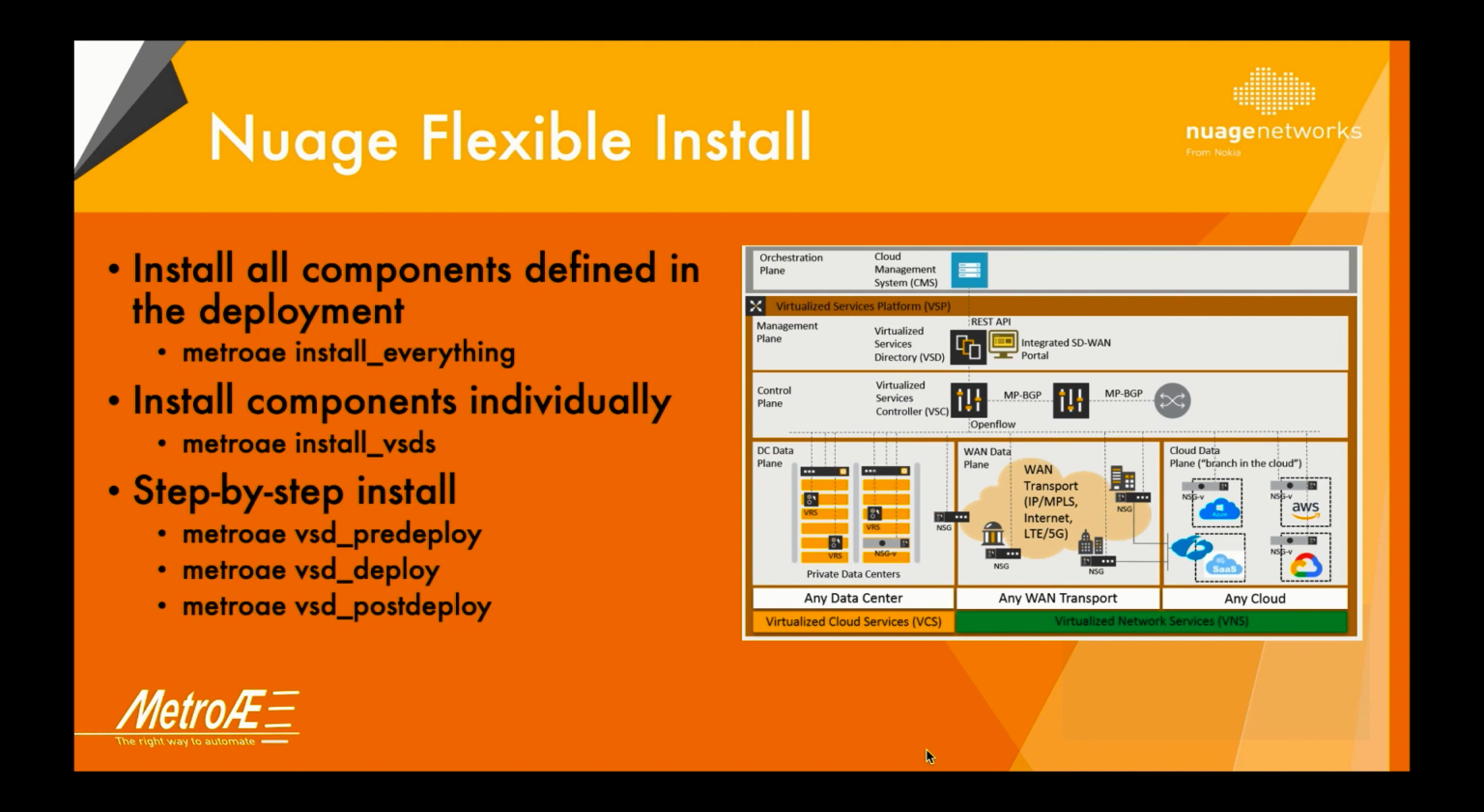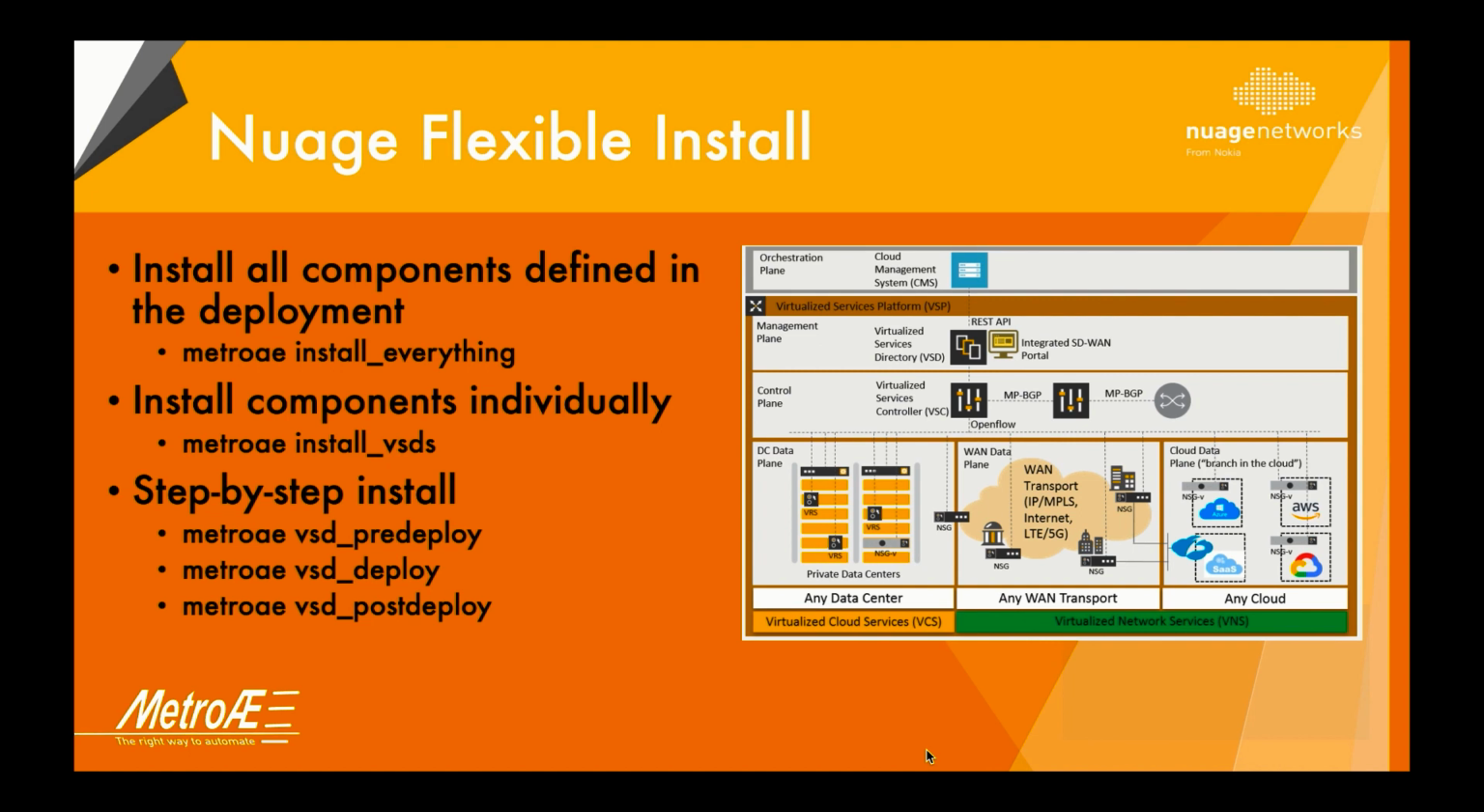In terms of the flexibility that we have built in for the installation operation, you can install everything by saying MetroAE space install everything. And what that will do is it will look into the deployment that you have created, and it will install all of the components that you have specified. It's smart enough to skip the components that are not specified. You can also install components one at a time by executing something like MetroAE install VSDs. And then MetroAE is smart enough to say, okay, regardless of what has been defined in the deployment, the user wants me to just install the VSDs, and so that's what it will do.